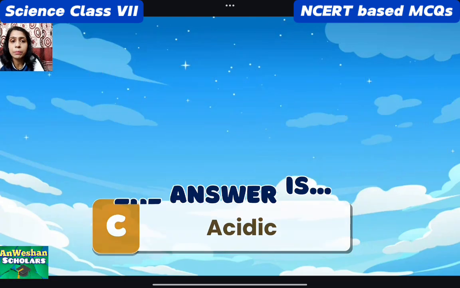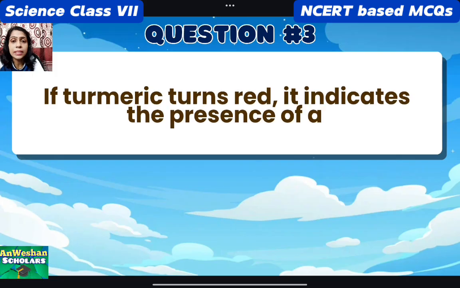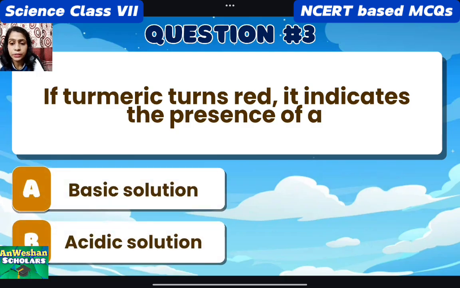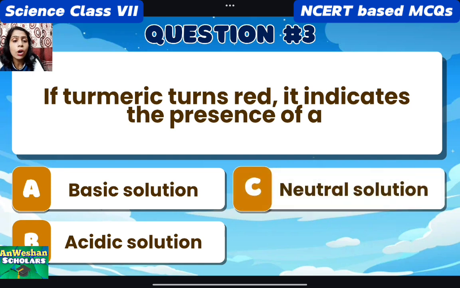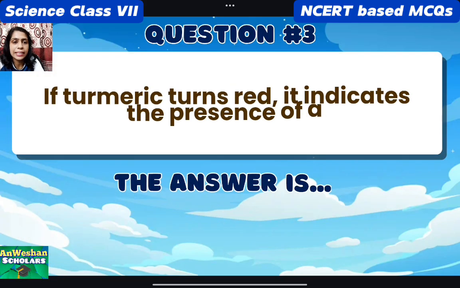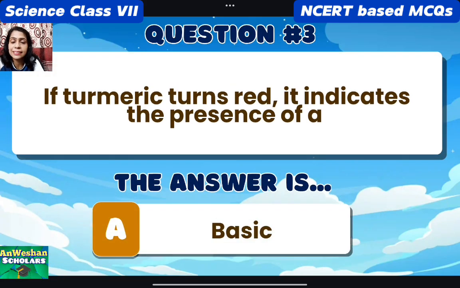Now question number 3. Question number 3 is, if turmeric turns red, it indicates the presence of a dash. Option A, basic solution, option B, acidic solution, option C, neutral solution, or option D, saturated solution. Now turmeric turns red in the presence of a what? In the presence of definitely a base. We have just discussed it in question number 1, right? Now moving on to the next question.